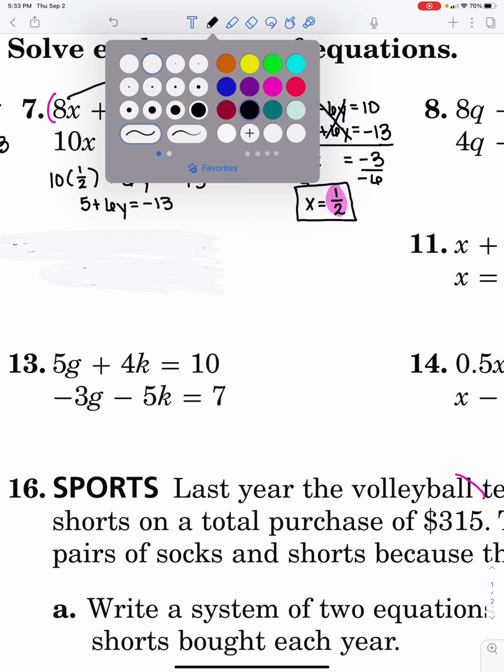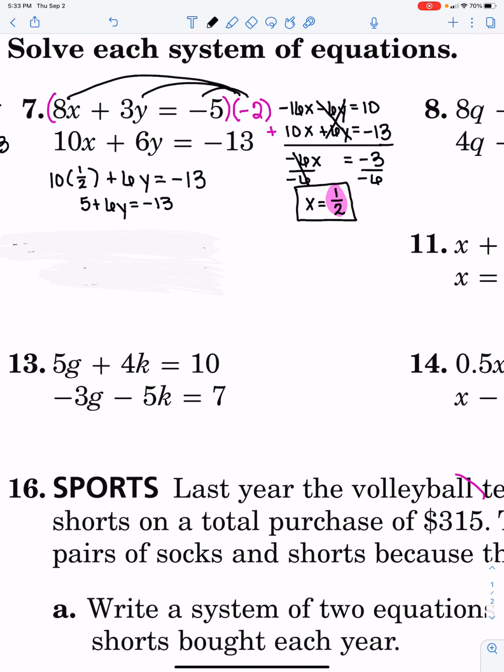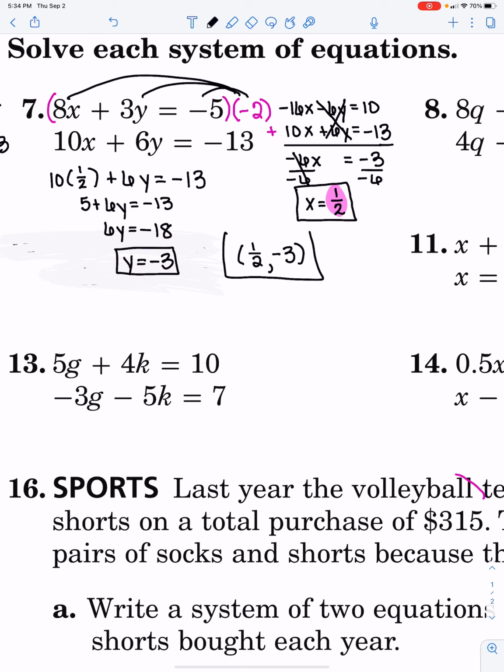All right. Now I'm going to move that positive 5 to the right side. So I will have 6y equals negative 13 minus 5 gives me negative 18. Divide both sides by 6, and I get y equals negative 3. So my x value is 1/2. My y value is negative 3. That there is my final solution for both parts.